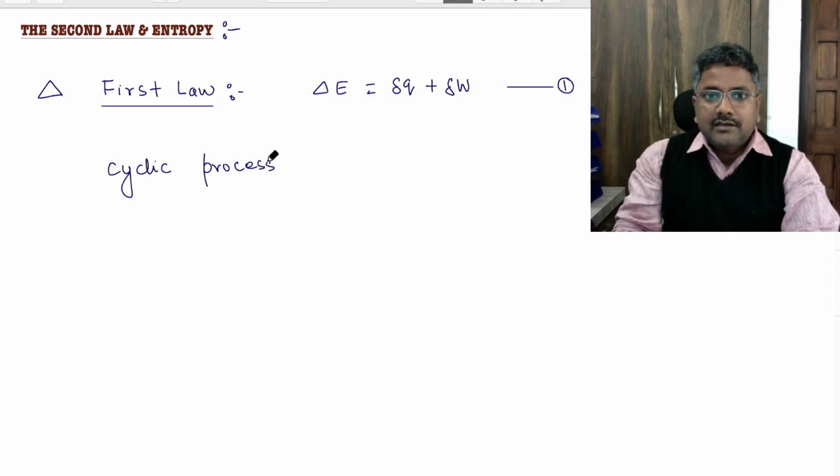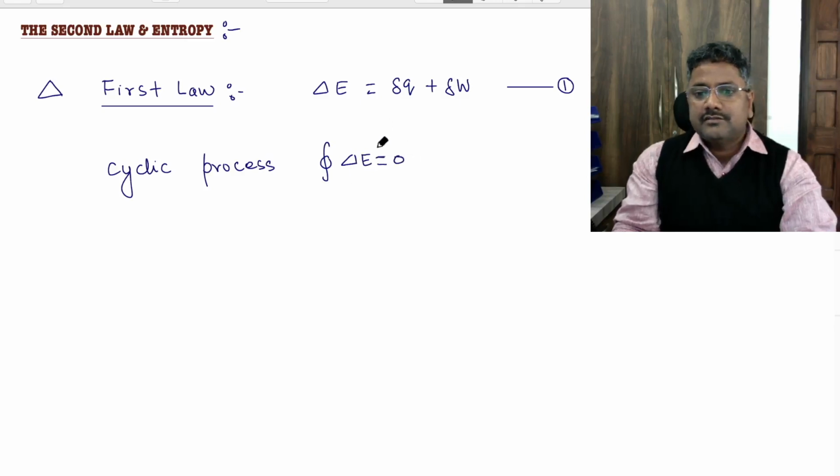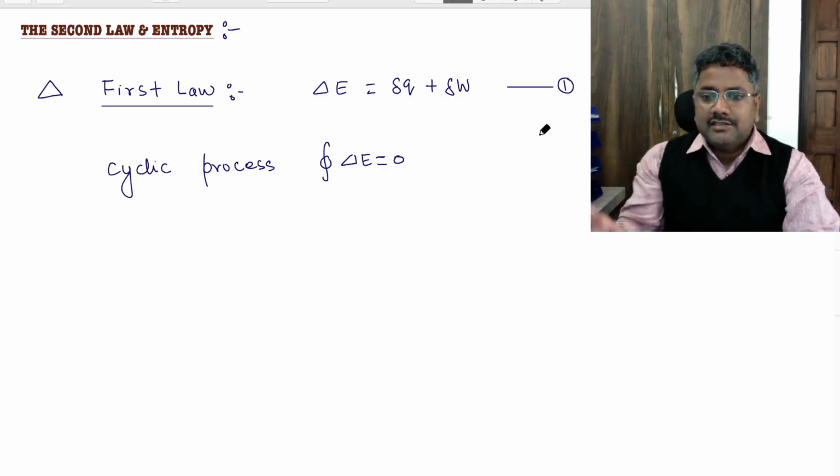For a cyclic process, this delta E is equal to 0. Means what? Energy is conserved in the whole cycle. In this situation, what will happen? This first law expression you can now write as delta Q is equal to minus W. This is a very important relation.